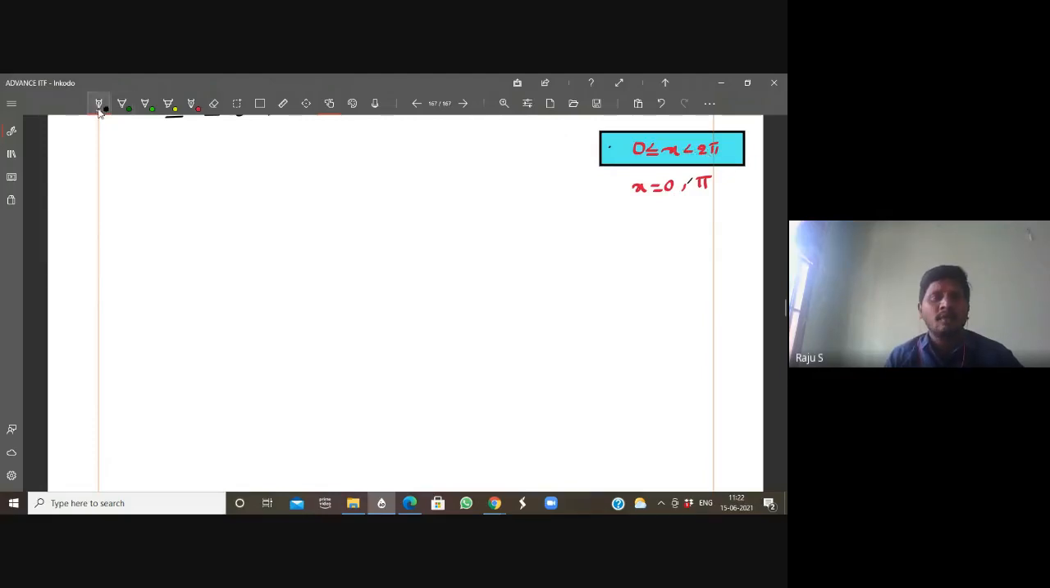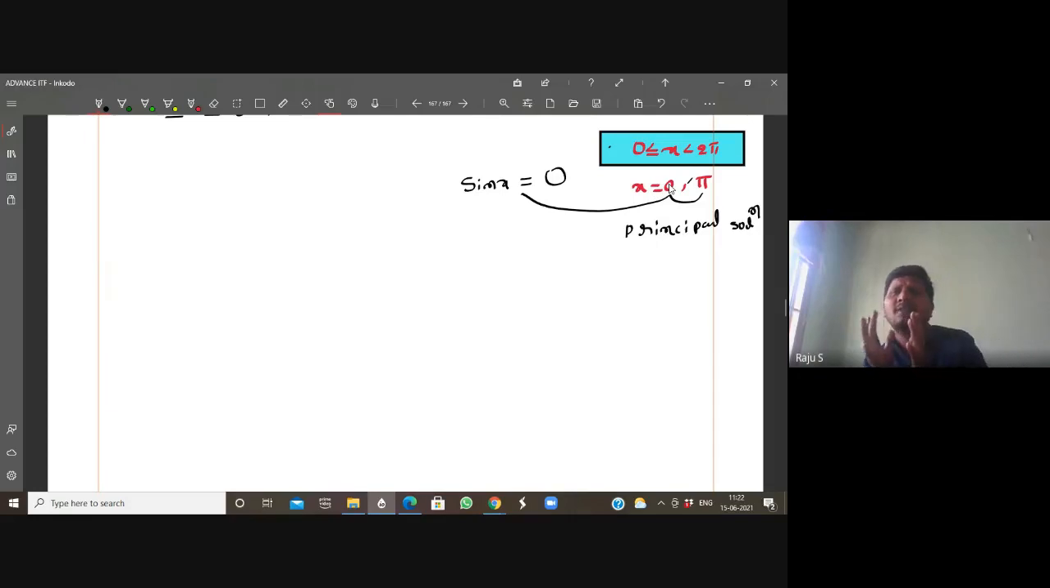When sin x is equal to 0, the x values are only 0 and 180. Even sin 2 pi is also 0 actually, but we should not consider it. So 0 and pi are the principal solutions. It is a very easy concept, but we have to think logically here. Principal solutions are only 0 and pi.